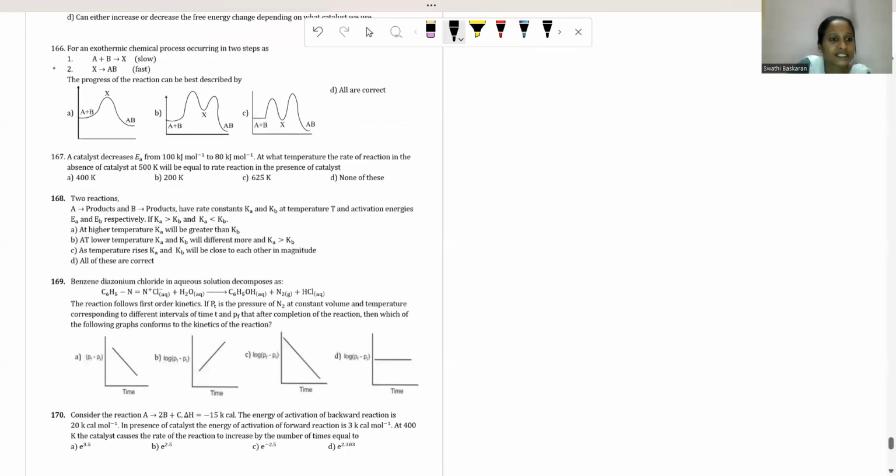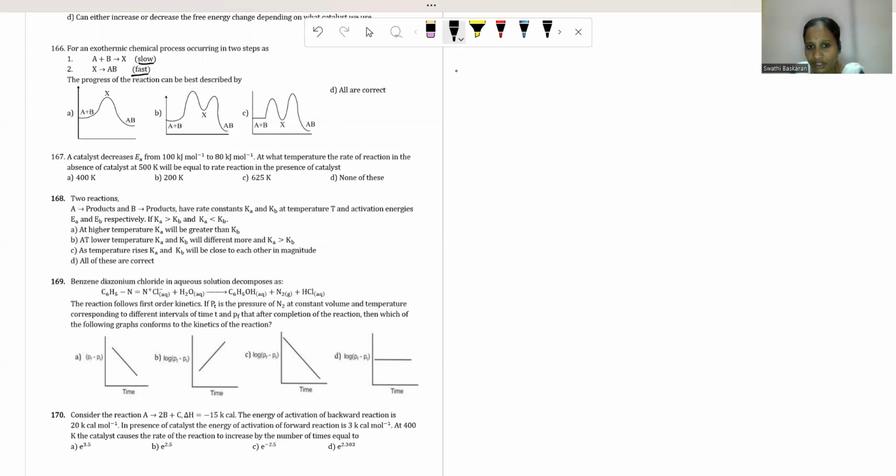Now coming to 166th question. For an exothermic chemical process occurring in two steps. Here they are giving two steps. Basically, exothermic means the reactant's energy should be higher than the product's energy, or otherwise the product's energy needs to be less. So all the graphs correspond to exothermic only, but this exothermic chemical process is occurring in two steps. First step, A plus B gives rise to X, and X gives rise to AB. Now, if you carefully notice here, the first step is said to be slow and the second step is said to be fast.